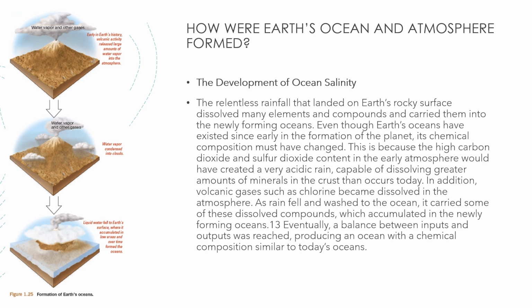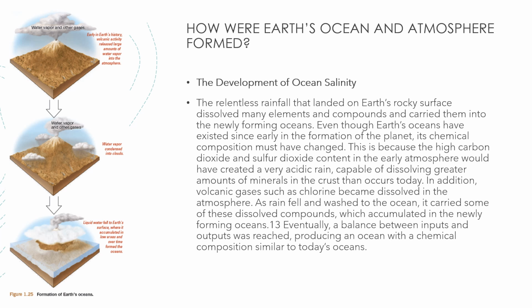So even though oceans have existed since early in the formation of the planet, their chemical composition must have changed gradually with the course of time. This is because the high carbon dioxide and sulfur dioxide content in the early atmosphere would have created a very acidic rain capable of dissolving a greater amount of minerals in the crust than occurs today.